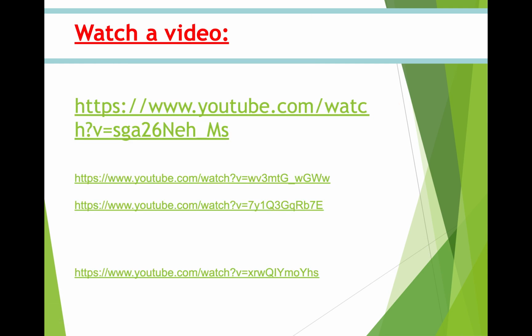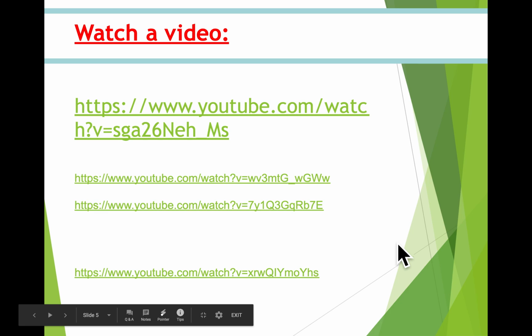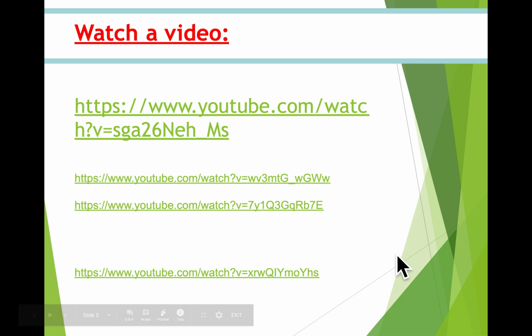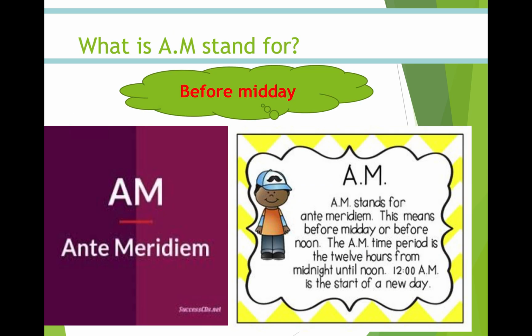Please make sure that you click on the links to the lesson tutorials. These will be helpful when you are trying to decide when to use AM and PM. So what does AM stand for? AM stands for anti-meridium. This means before midday or before noon. The AM time period is the 12 hours from midnight until noon. 12 AM is the start of a new day.